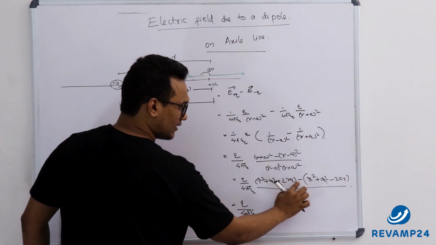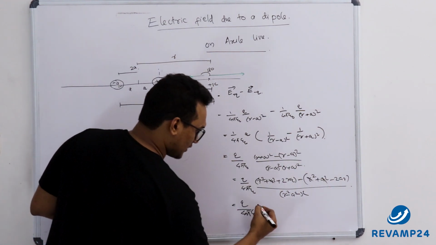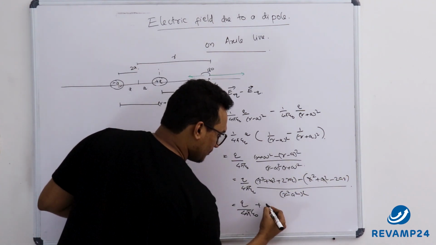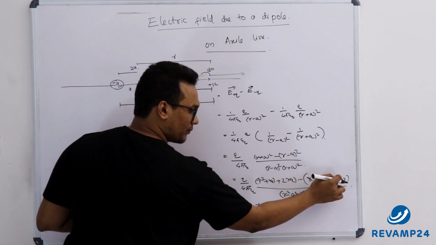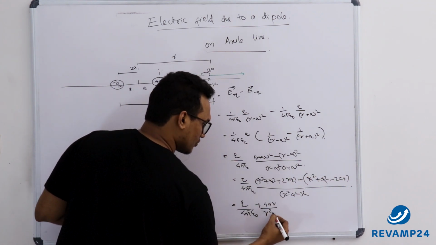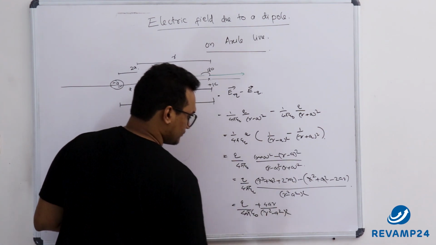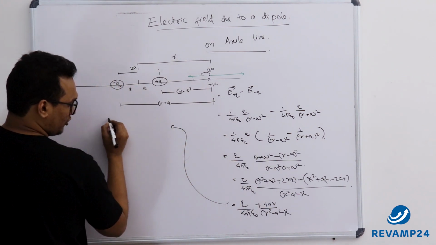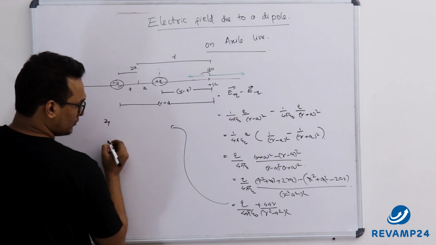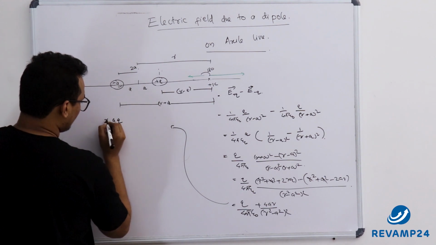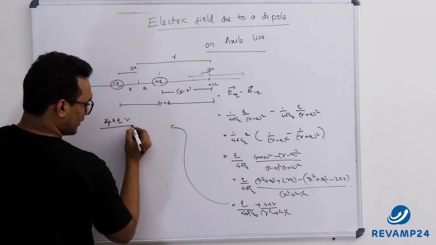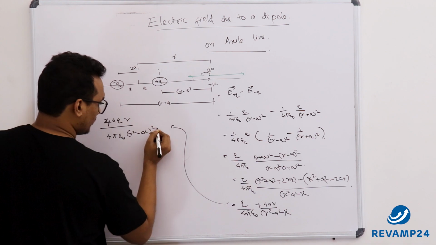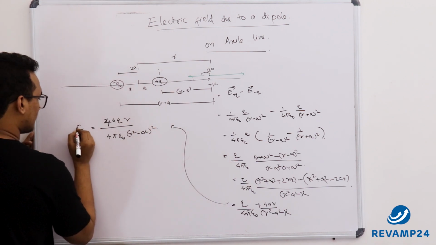And 2ar minus of minus, this will be plus, right? So 2ar minus of minus plus 2ar is plus 4ar, divided by (r² minus a²) the whole square. So this can be written as 4aq into r divided by 4 pi epsilon 0 (r² minus a²) the whole square. This is the equation for electric field.